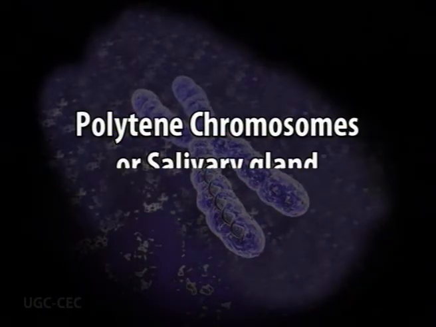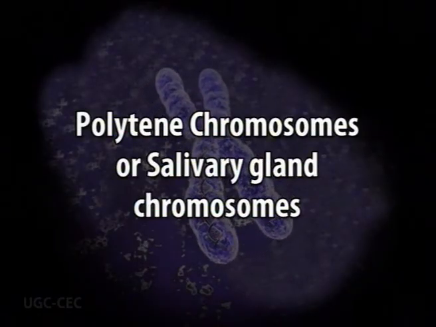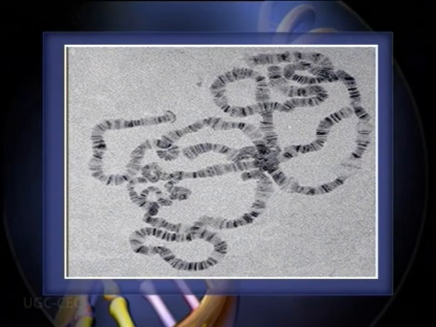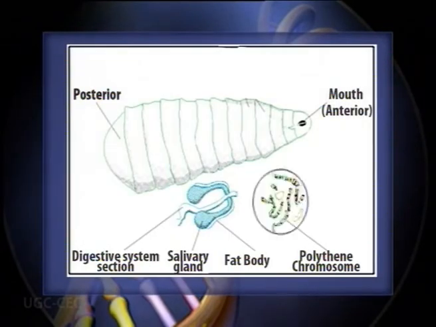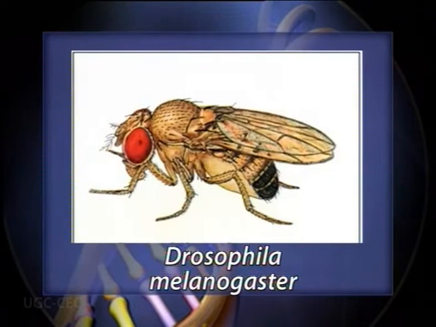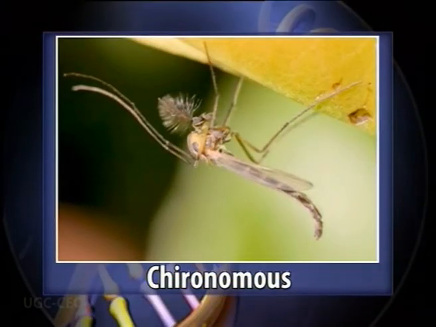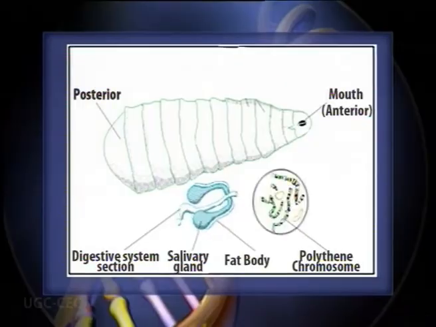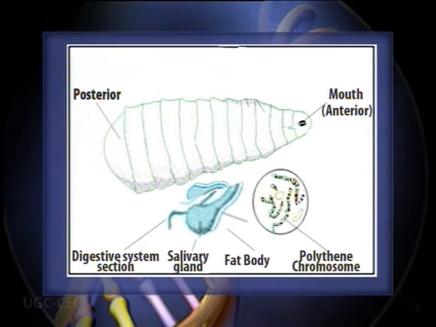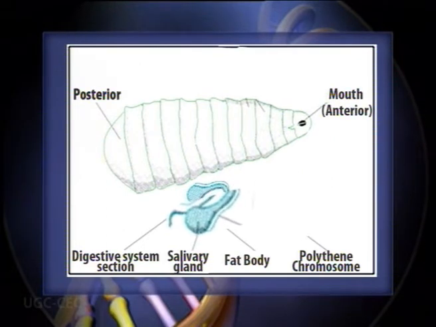Number 2, polytene chromosomes are salivary gland chromosomes. These are giant chromosomes found in the salivary glands of Drosophila and Chironomus. These were first observed by E.G. Balbiani, an Italian cytologist, in 1881 in the salivary glands of Chironomus, and hence are called salivary gland chromosomes.